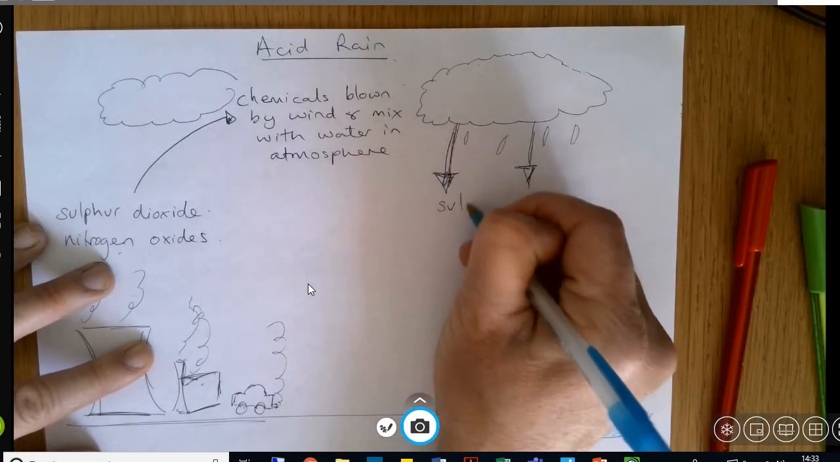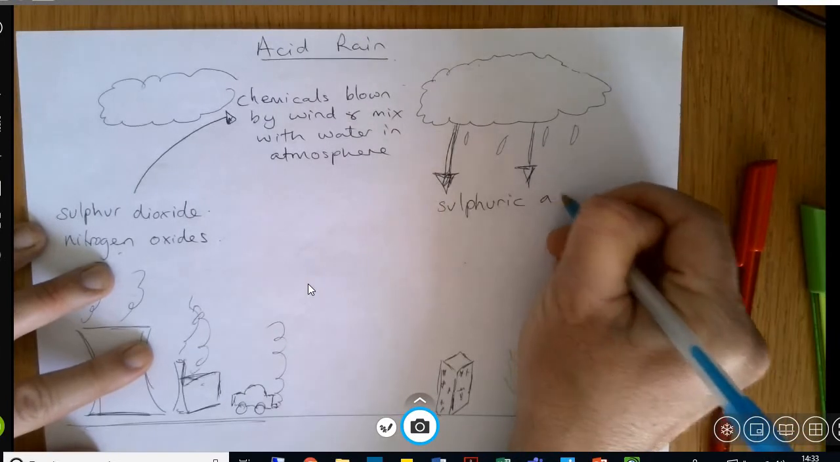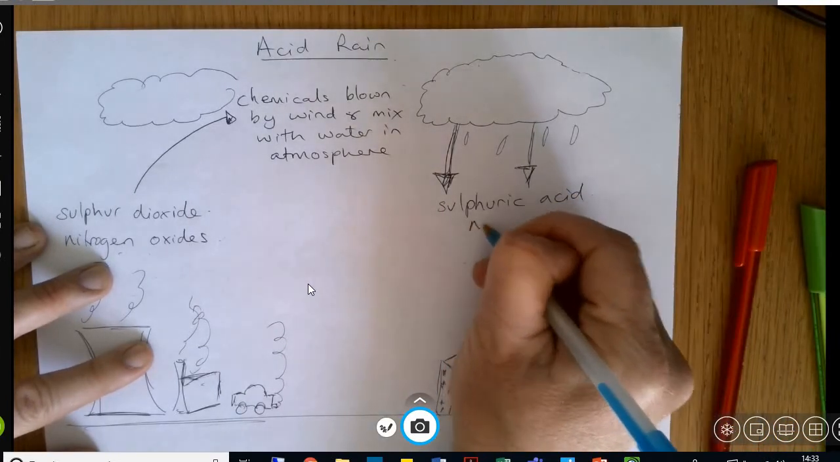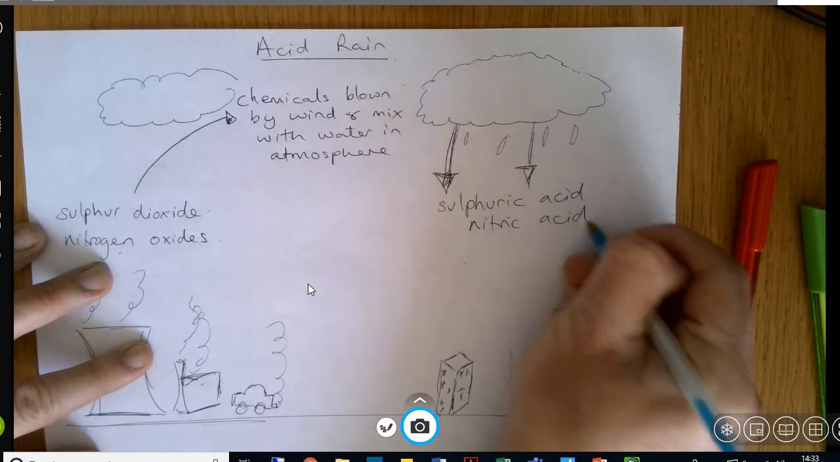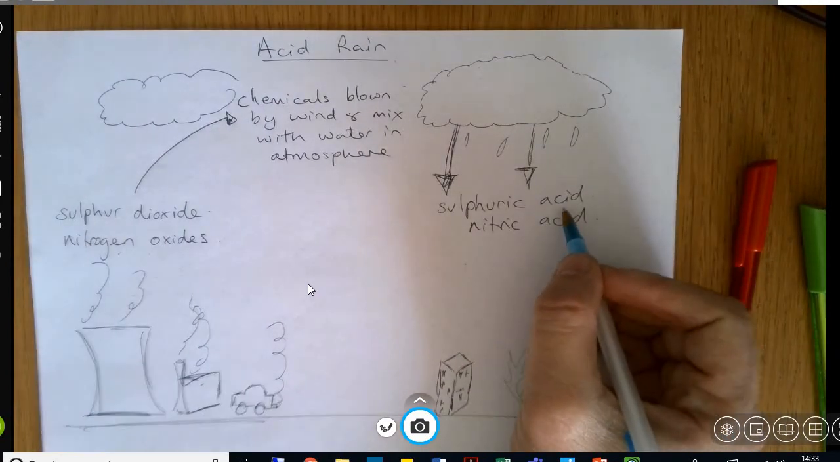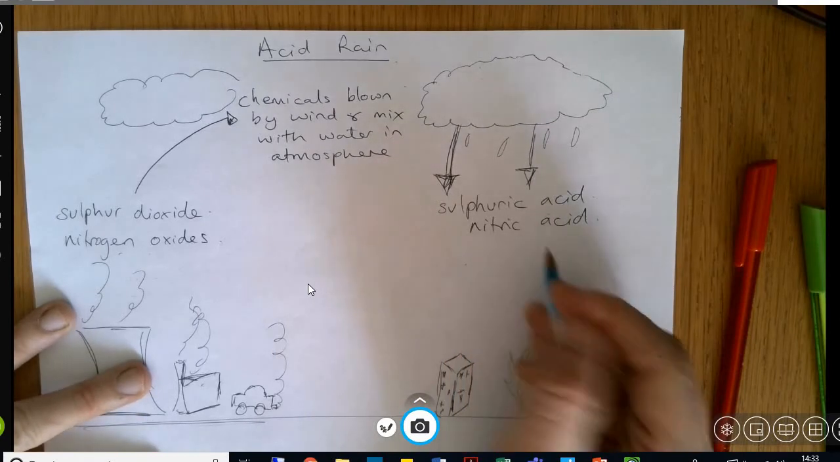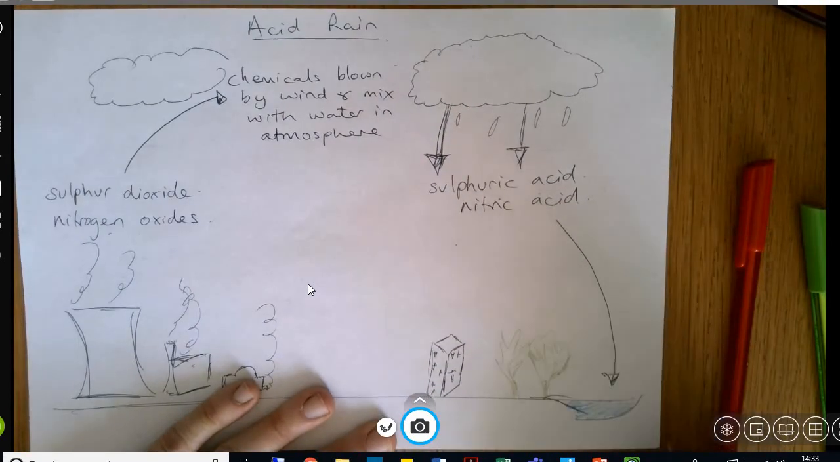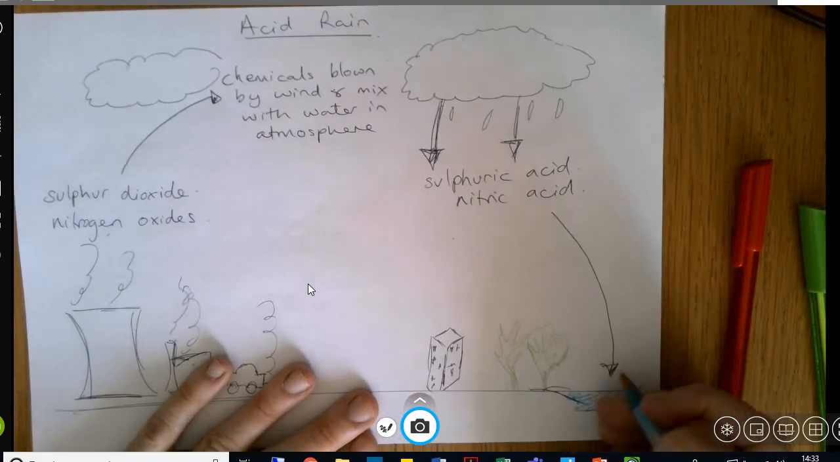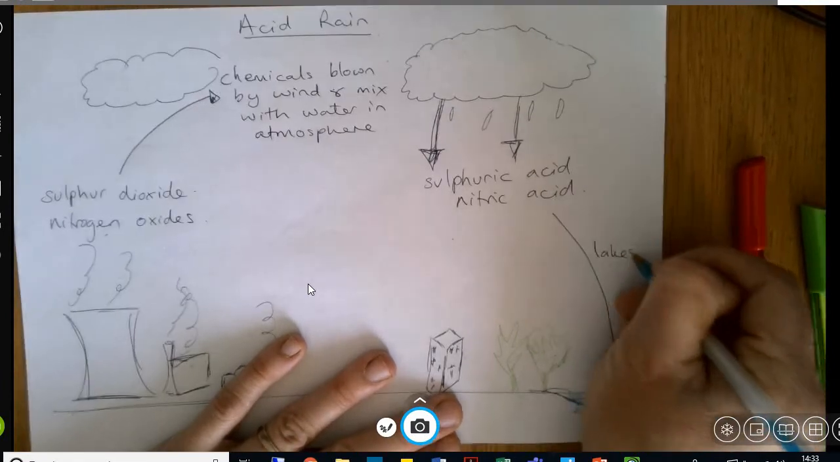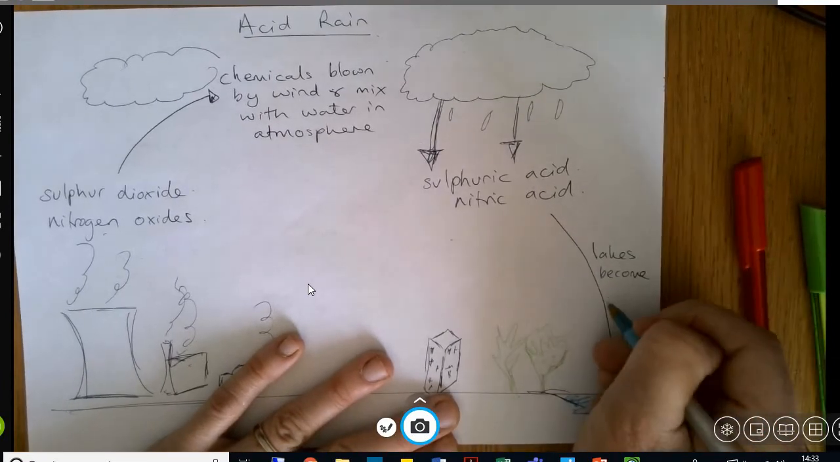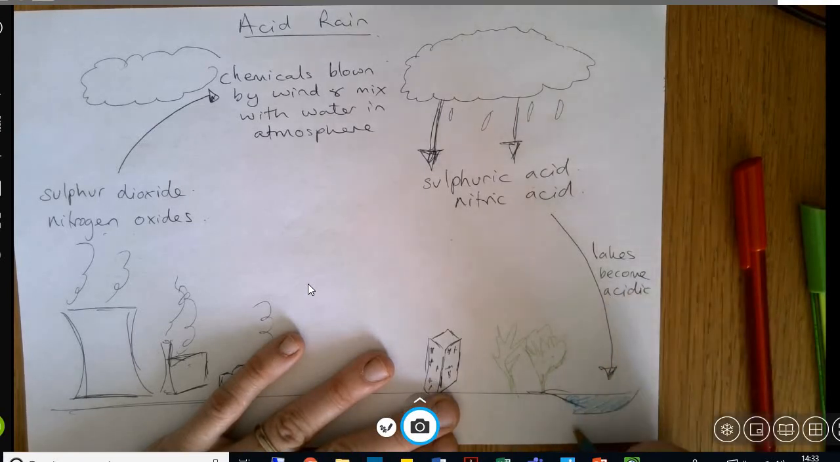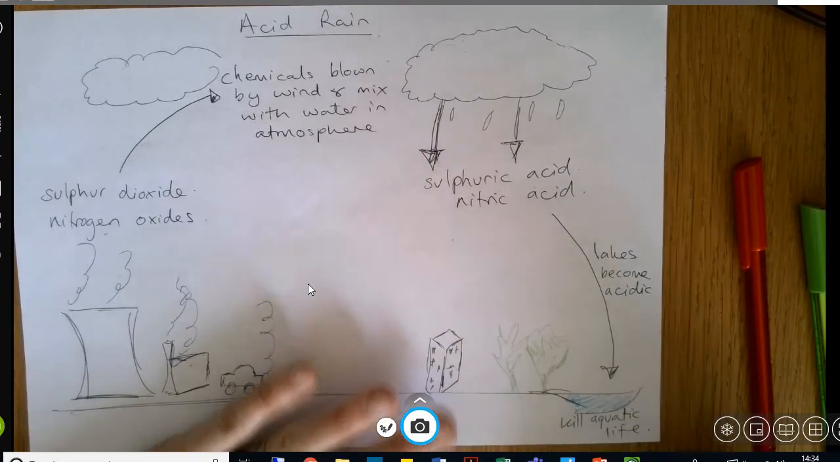And that consists of two pretty harmful, pretty nasty types of acid: sulfuric acid and nitric acid. We know about those two types of acid in the lab. They're pretty nasty, and they do quite a lot of damage in three different ways. So they can damage lakes, make lakes become acidic and therefore kill aquatic life. So that's the first thing.